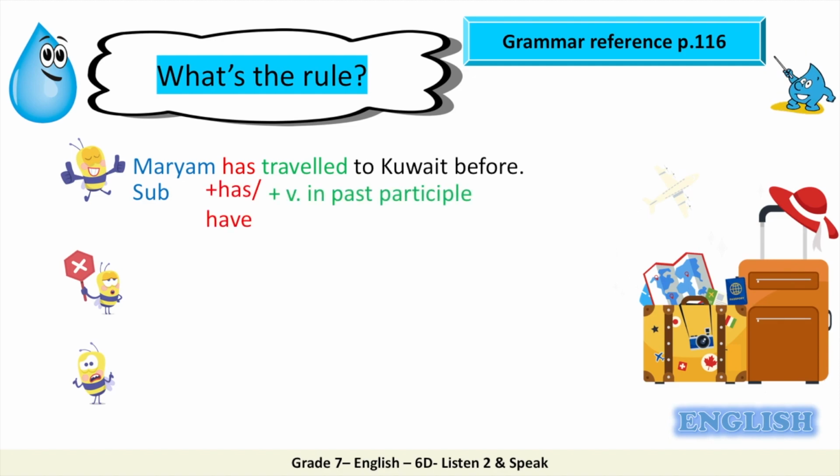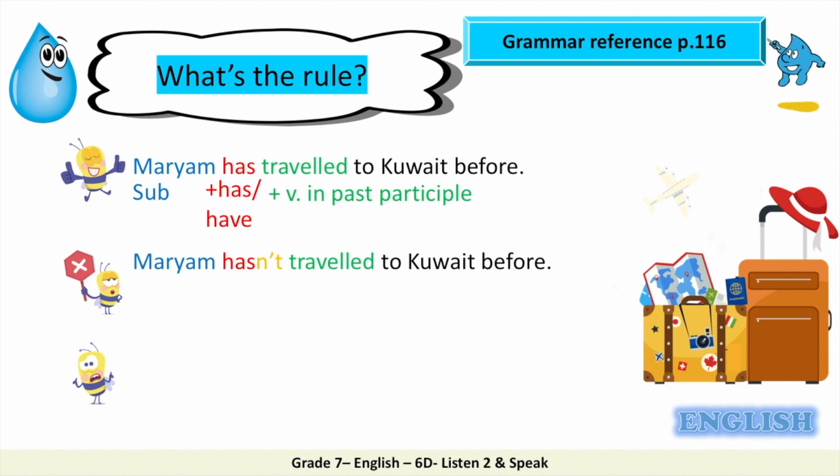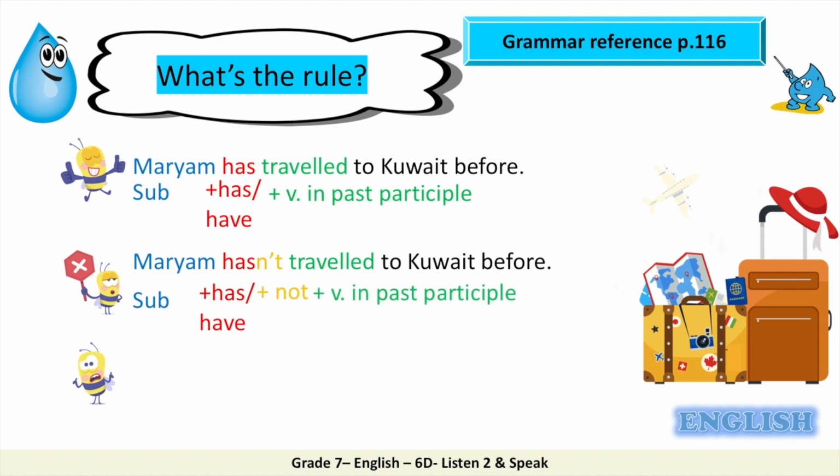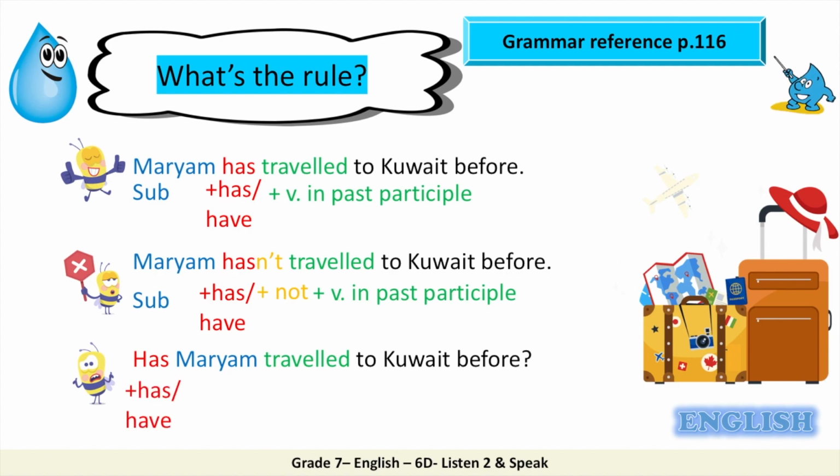Well, what about a negative sentence? Look at the following example. Maryam hasn't traveled to Kuwait before. So we start our sentence again with a subject, then has or have, then not, then verb in past participle. Finally, look at this example of a question. Has Maryam traveled to Kuwait before? We start the sentence with has or have, then subject, then past participle.